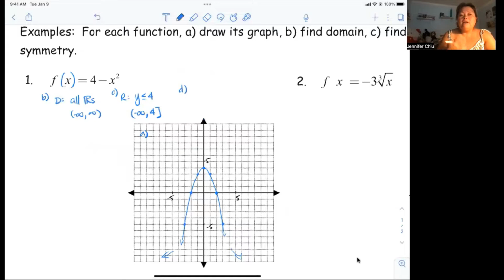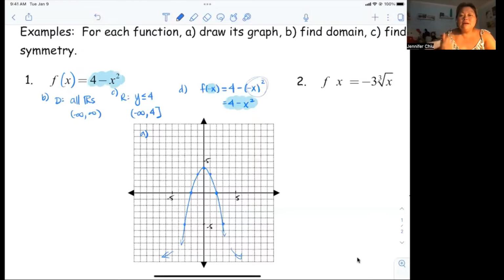But how do you prove that? How do you determine that? You plug in negative x into your function. So when I plug in a negative x into this function, I get 4 minus negative x squared, right? So keep in mind that negative x squared is negative x times negative x, which still makes it x squared. So notice that when I'm done with this, my equation here is exactly the same as my equation up there, even though I plugged in negative x instead of positive x.